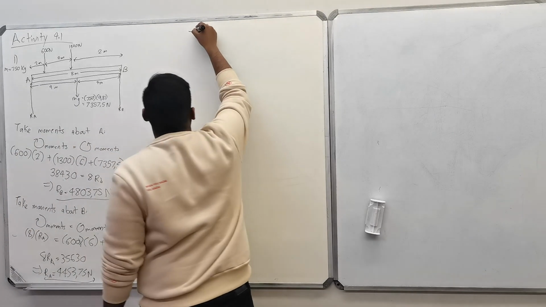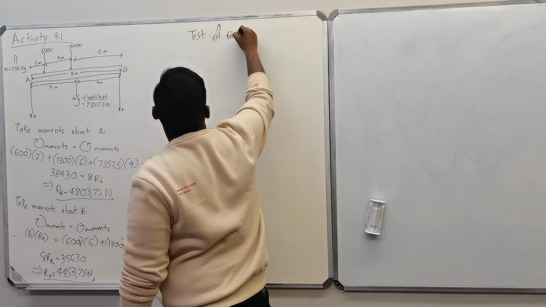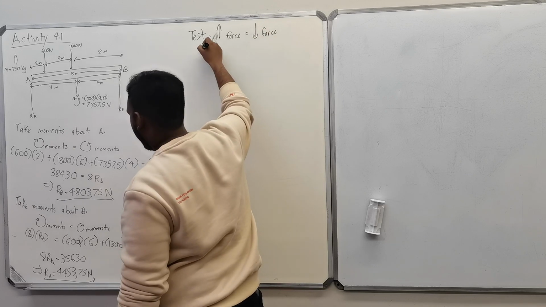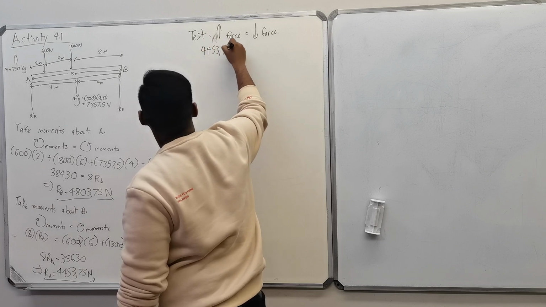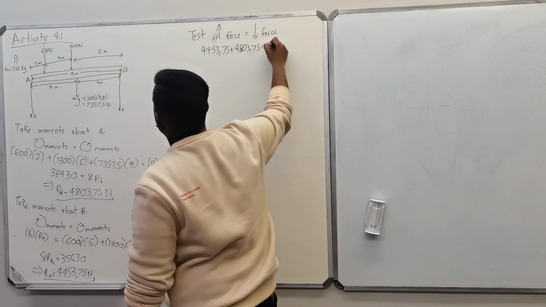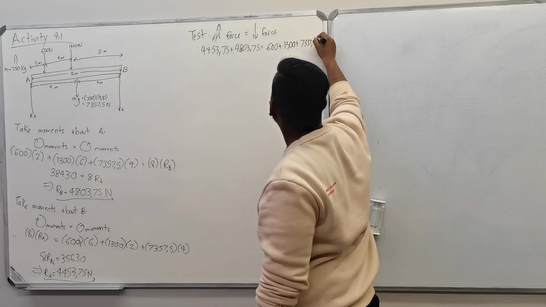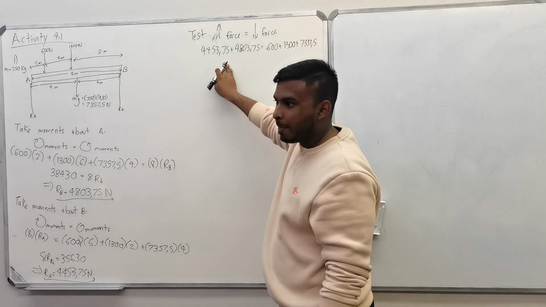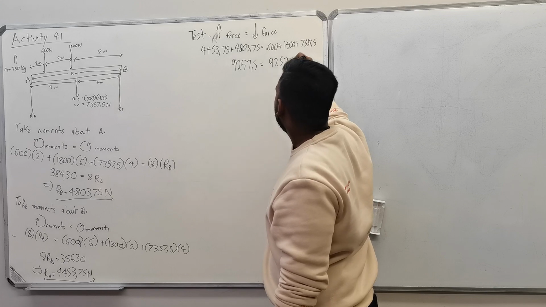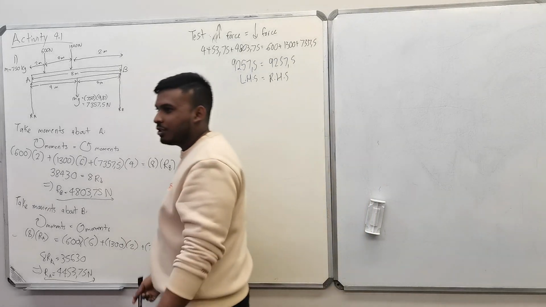We'll do a test, right? So when you do the test, I'm just going to write upwards force is equal to downward force. So all your upwards forces is RA and RB, which is 4453.75 plus 4803.75 must equal 600 plus 1300 plus 7357.5. So this end equals what? 9257.5. And this end? So your left hand side is equal to your right hand side, therefore the answer you have is correct.